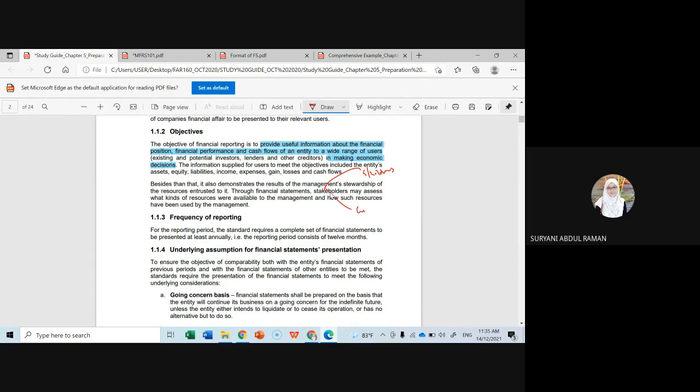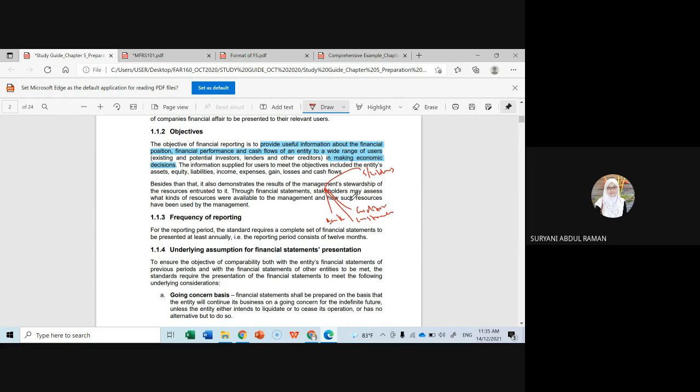You have creditors. You have customers. Who else do you have? Banks. Many. Stakeholders are the users. So, one of them is shareholders. Don't misunderstand between shareholders and stakeholders. Some students thought these are the same thing. Actually, shareholders are part of stakeholders.